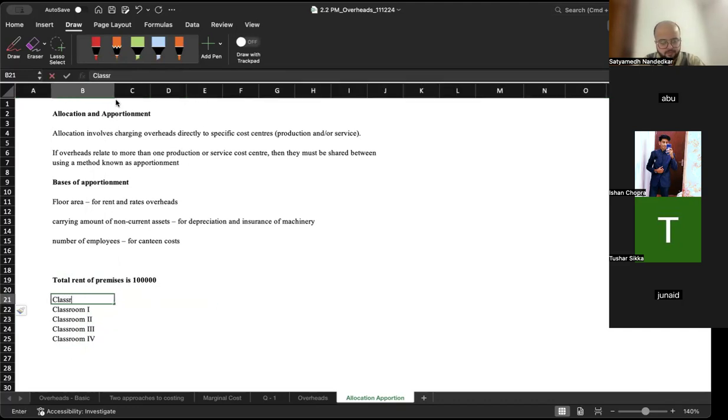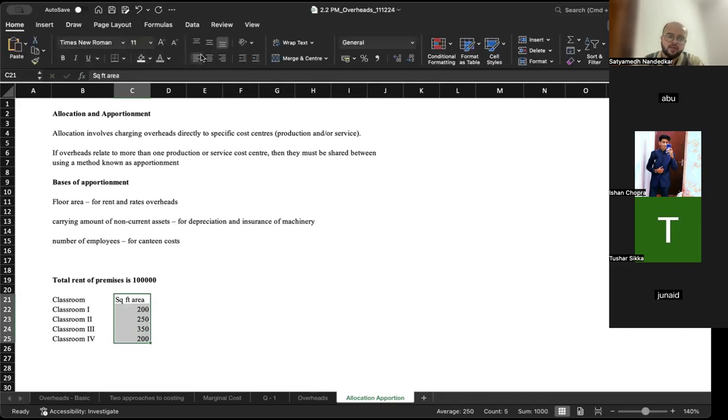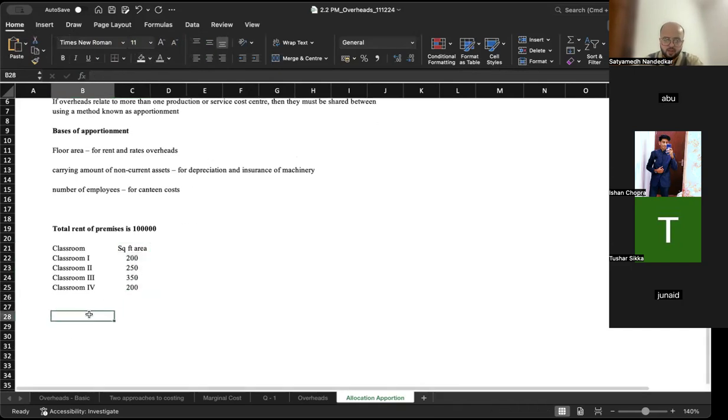And each classroom has a square foot area. This has a square foot area of 200, 250, 350, and 200. This is my overall square foot area. Now what I have to do is, in apportionment, I am distributing the cost.